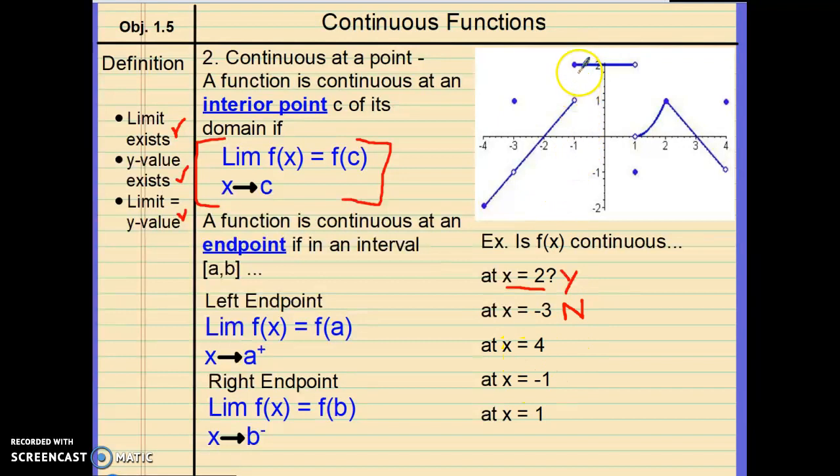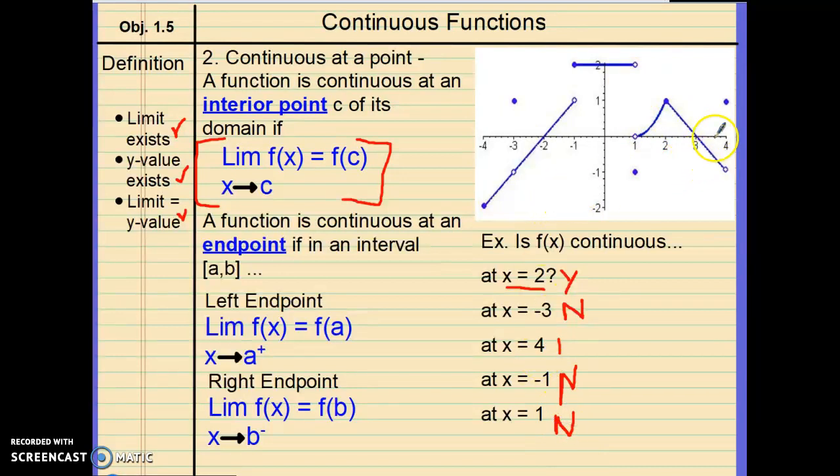How about negative 1? Well, at negative 1, the limit from the right does not equal the limit from the left. So pretty much I'm done analyzing, because if the limit doesn't exist, the function will not be continuous. So no on the negative 1. On the positive 1, we have the same exact problem. So we also know that we have no. The limit doesn't exist there, so we have a no.